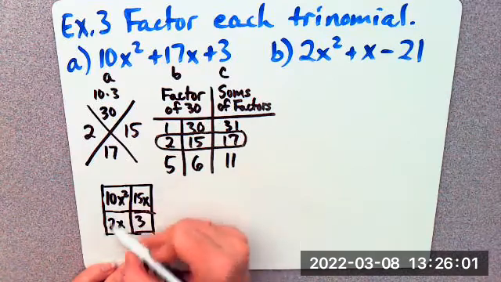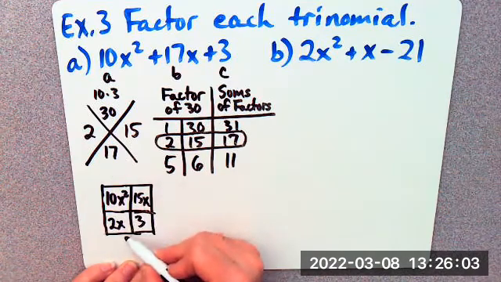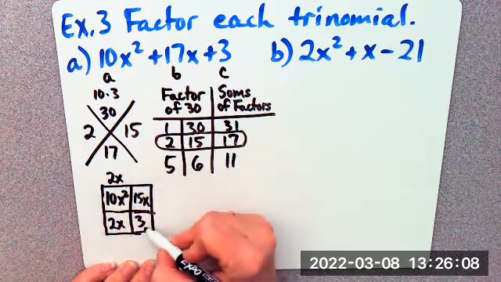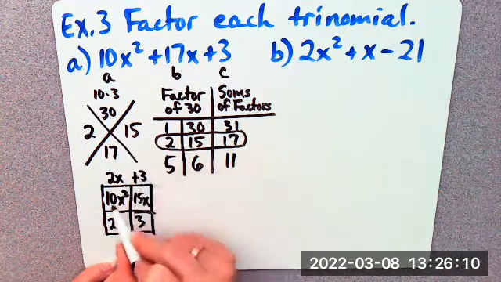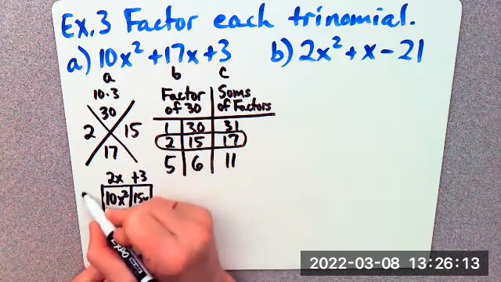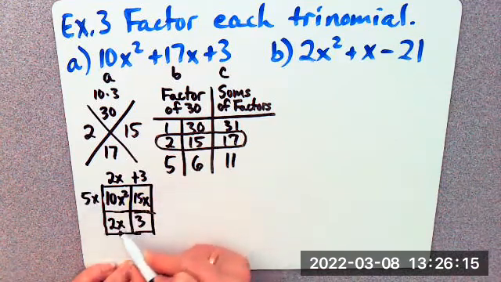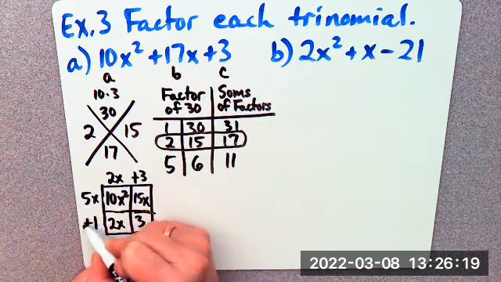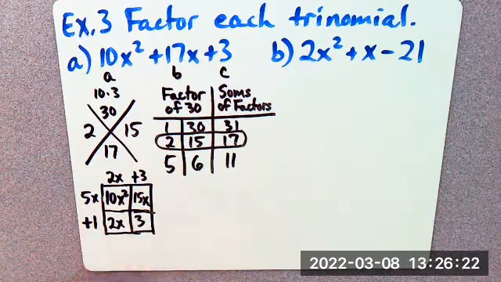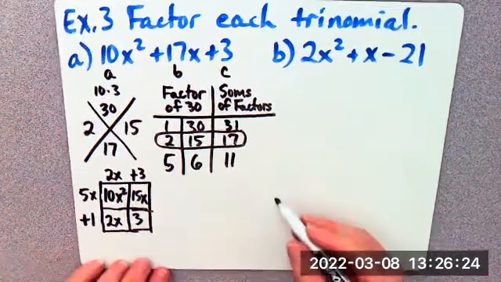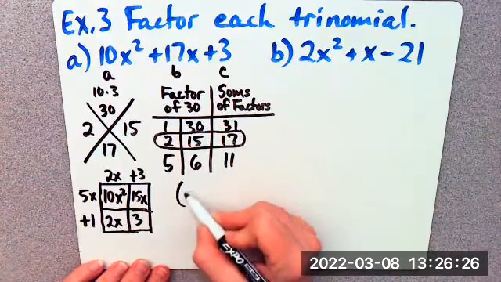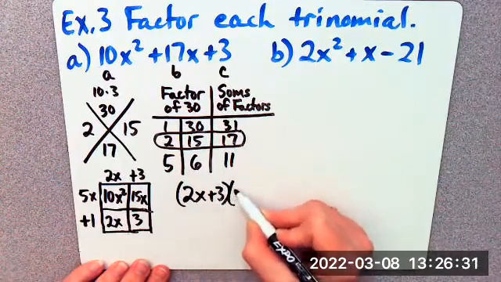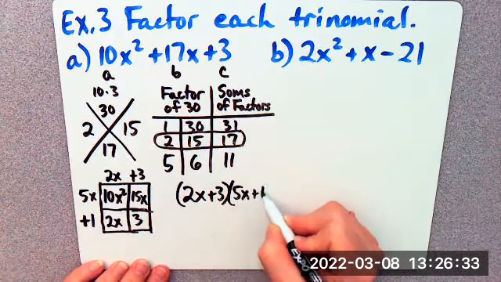So we look at our greatest common factor between 10x squared and 2x, and that's 2x. 15x and 3 has a 3, and 10x squared and 15x has a 5x, and then 2x and 3 only have positive 1 as a factor. So we see that this one is going to factor as 2x plus 3 times 5x plus 1.